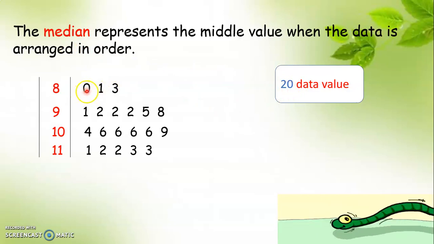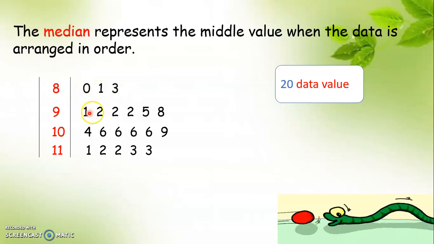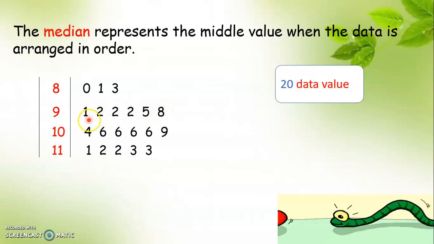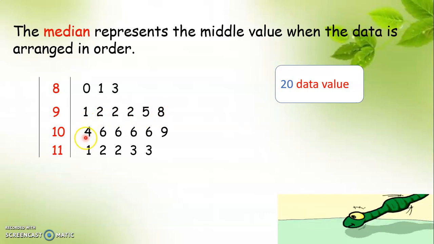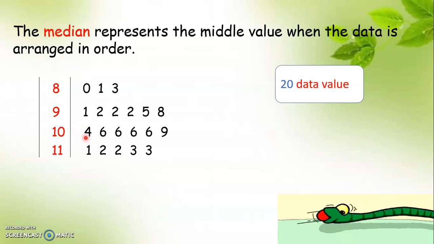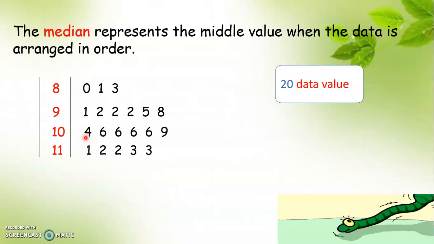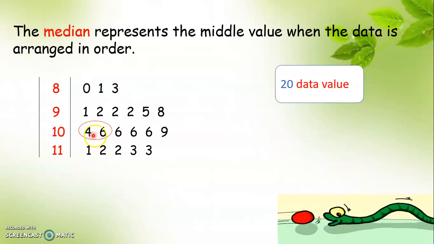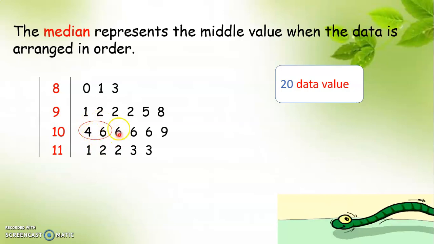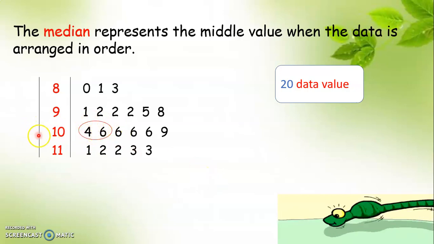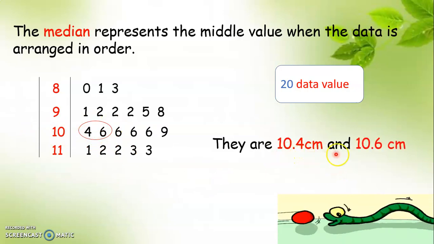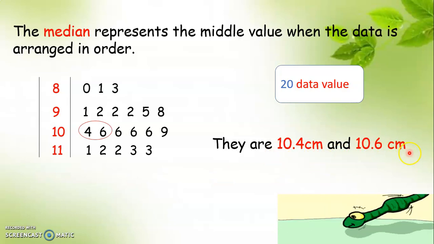It means 1, 2, 3, 4, 5, 6, 7, 8, 9, 10. But since we are in the middle, we need to look for the middle numbers, which are the 10th and 11th. Okay, so it means this is in the middle, these numbers. So what do these numbers mean? They are 10.4 centimeters and 10.6 centimeters.